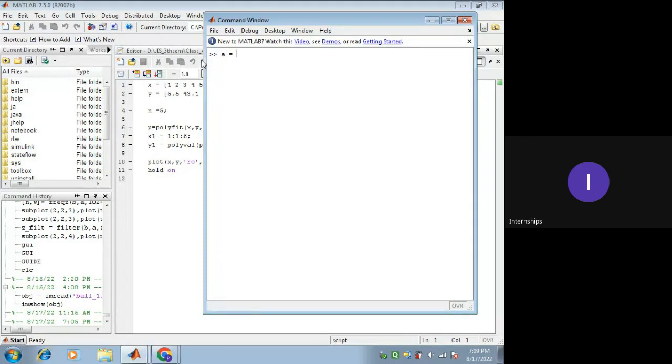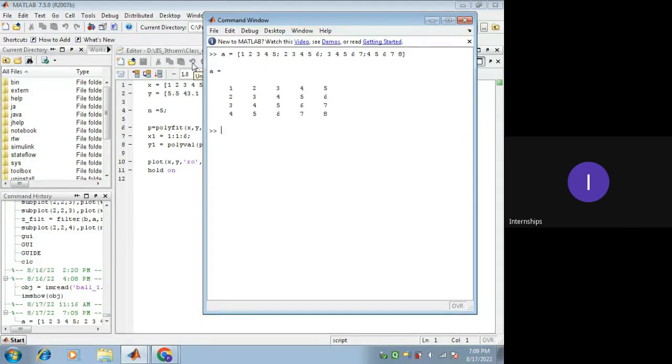Say, for example, take 1, 2, 3, 4, 5; 2, 3, 4, 5, 6; 3, 4, 5, 6, 7; 4, 5, 6, 7, 8. This is one matrix. It looks like this.